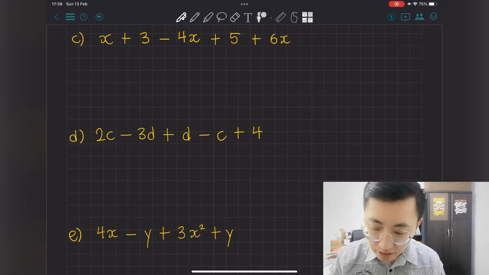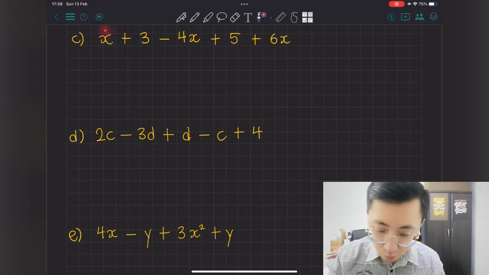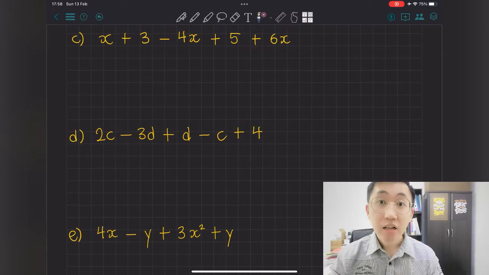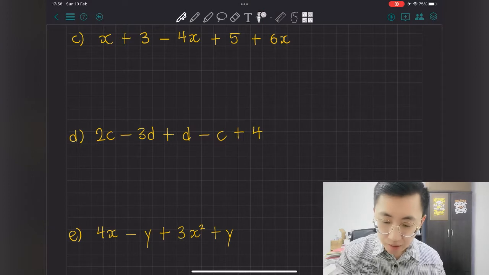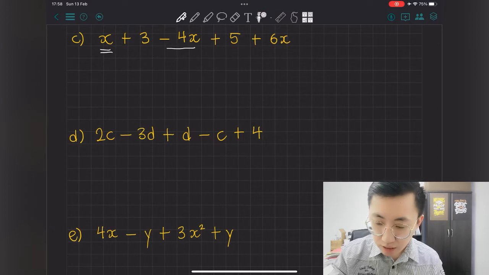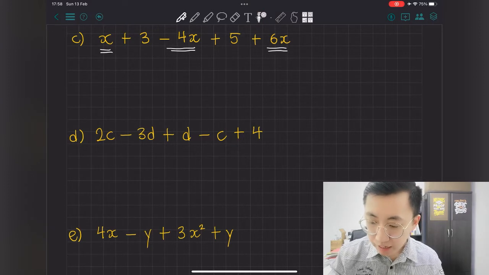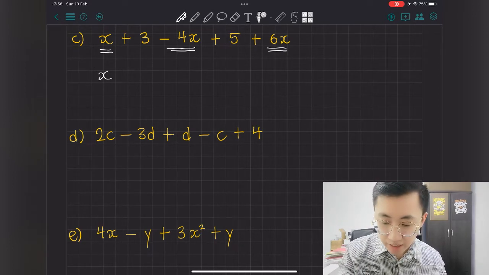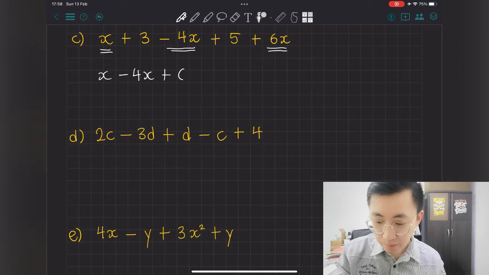What I will do is look for the x family. I have x here. Then try to look for any other x family. Here's another one, minus 4. And here, another one, plus 6. So I'm going to combine them. This is 1, 2, and 3. You can rewrite them one more time like this: x minus 4x and then plus 6x.